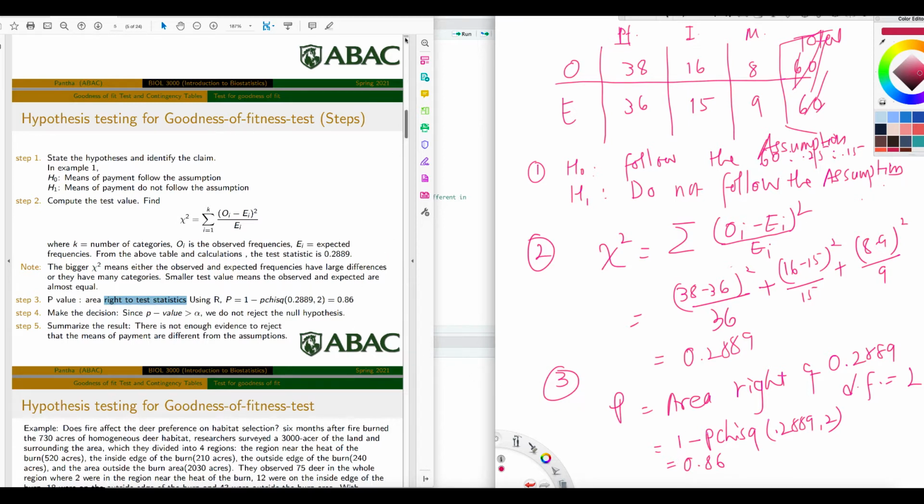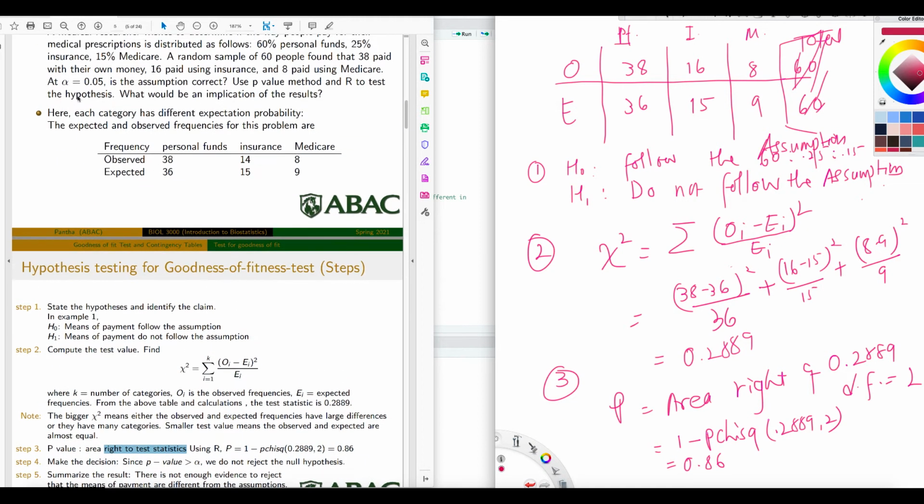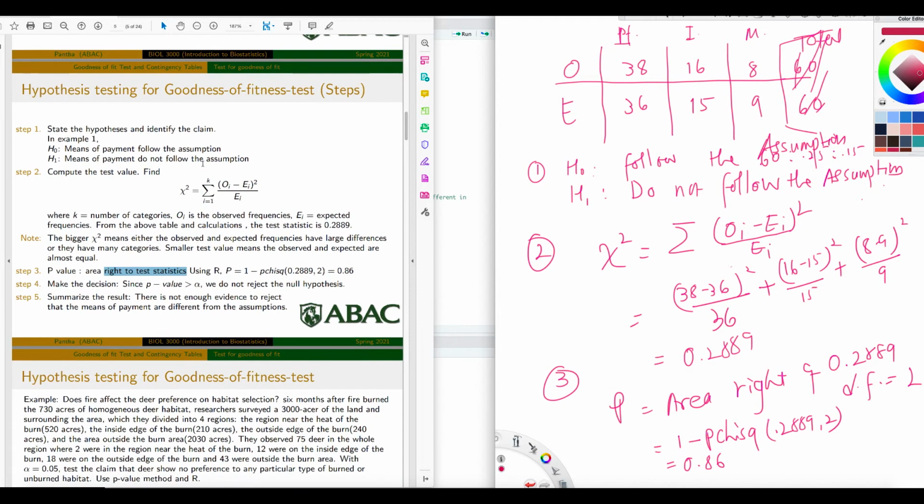Is this p-value less than alpha or greater than alpha? Our alpha value is 0.05, so you see that p is greater than alpha. So do not reject H0. What does that mean? That means the method of payments follows the assumption.